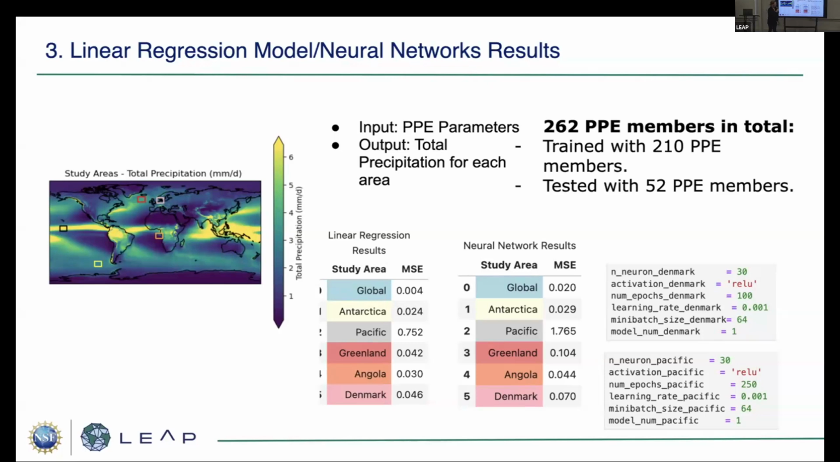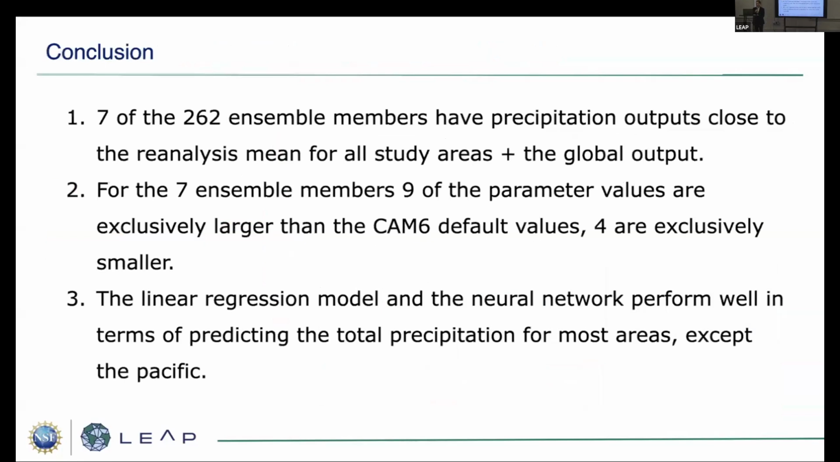And for some reason, both didn't do too well on the Pacific square, and I'm not exactly sure why that is. So in conclusion, 7 out of the 262 ensemble members have precipitation outputs close to the reanalysis mean for all the study areas, plus the global output. And for the 7 ensemble members, 9 of the parameter values are exclusively larger than the CAM6 default values, and 4 are exclusively smaller. And then lastly, the linear regression model and the neural network performed well in terms of predicting the total precipitation for most of the areas, except for the Pacific.